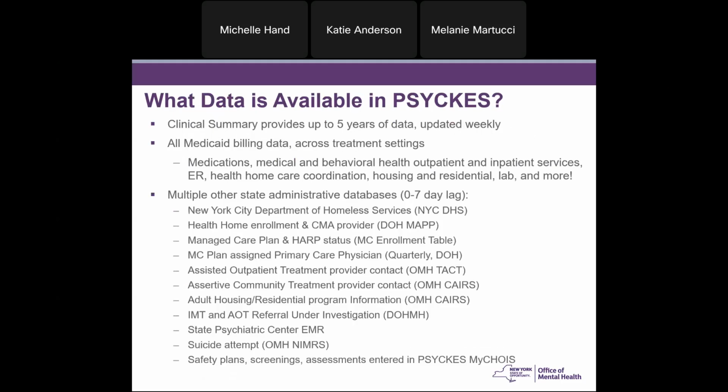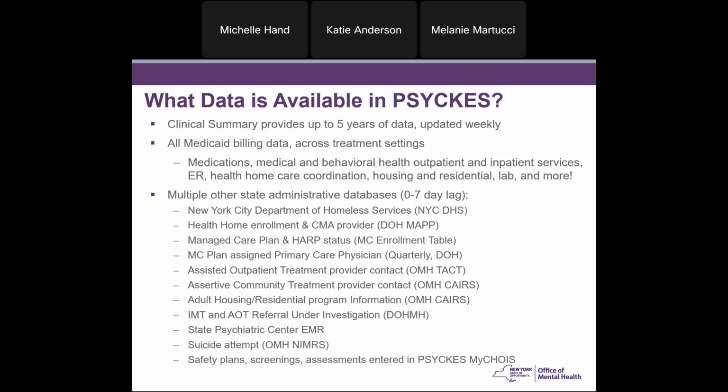So here is our list of data sources that we have feeding into PSYCKES. So the clinical summary, that client-level detail, provides up to 5 years' worth of data. And just to reiterate, again, this is updated on a weekly basis. And we have two sources of data coming into PSYCKES. We have Medicaid billing data across the treatment spectrum. So this includes Medicaid information on medications, medical and behavioral health, outpatient and inpatient services, ER information, health home care coordination, housing and residential, lab and pathology, dental and vision, etc.